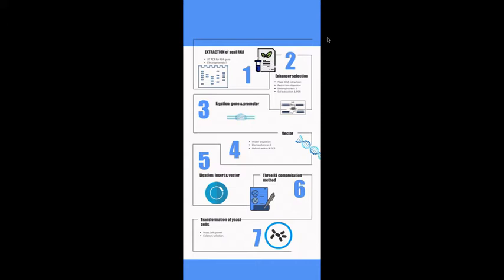gel extraction and PCR. The third part is the ligation of the gene and promoter, then the vector digestion, the third electrophoresis, and the second gel extraction and PCR. The fifth part is the ligation of the insert and vector, and then the restriction enzyme comparison method. And the last part is the transformation of yeast cells, their growth, and the colony selection.